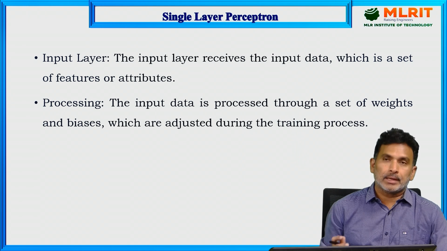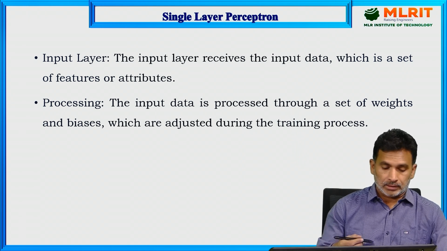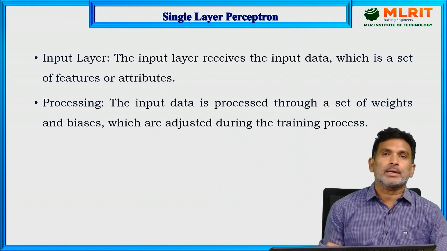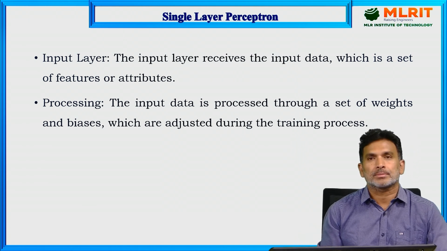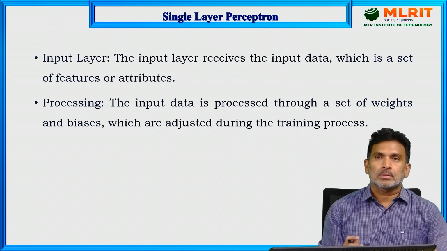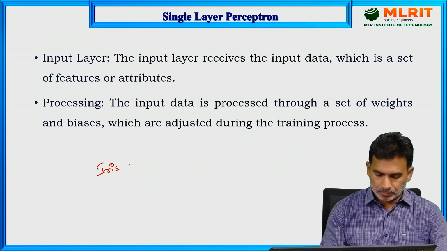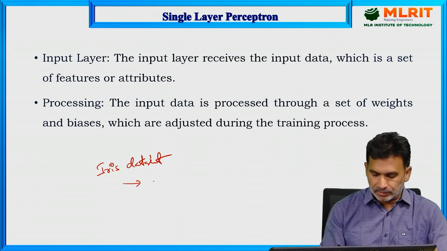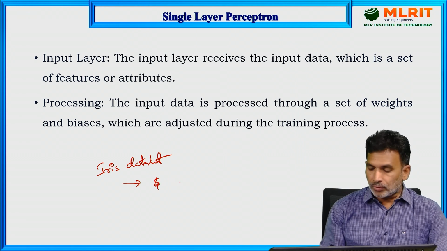And if you look at the complete overview of this single layer perceptron, as we discussed, it has mainly 2 layers, the input layer and the output layer. The input layer receives the input data, which is a set of features or attributes. Suppose we take the iris data set. The iris data set has, let us say, 4 features and also 1 target variable.